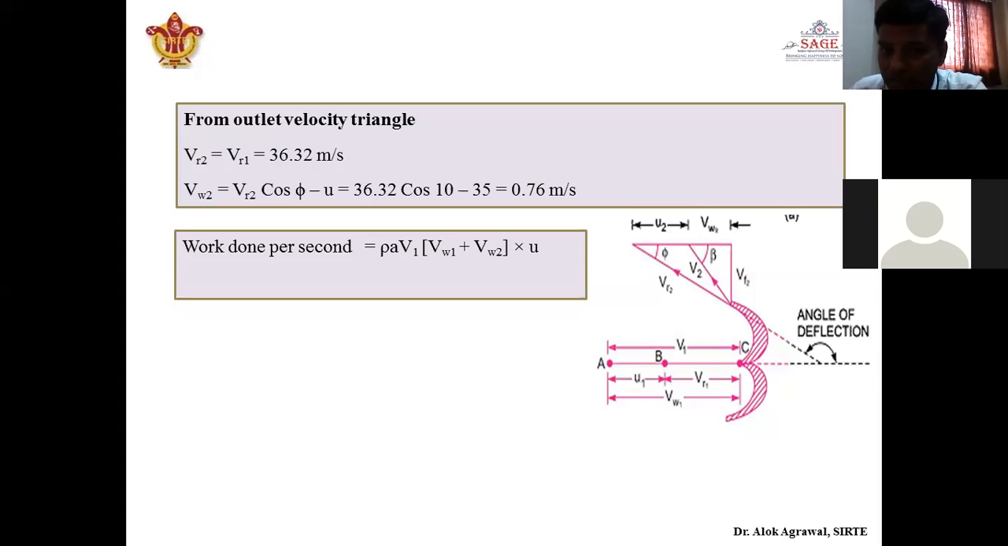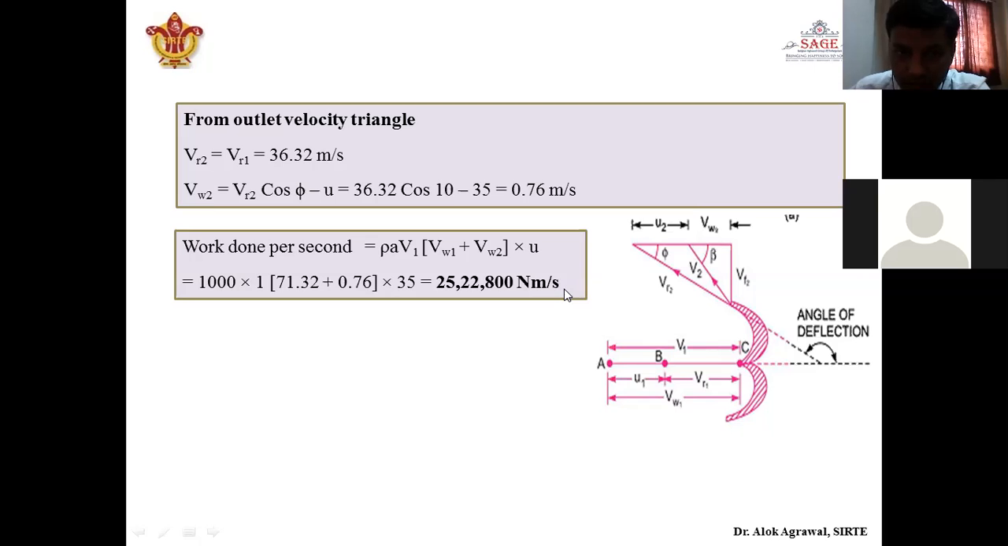Q is already given, 1 meter cube per second, in this problem. So this A into V1 can be replaced by Q. After substituting the values of VW1, VW2 and U, we get work done per second as 22,800 Newton meter per second.